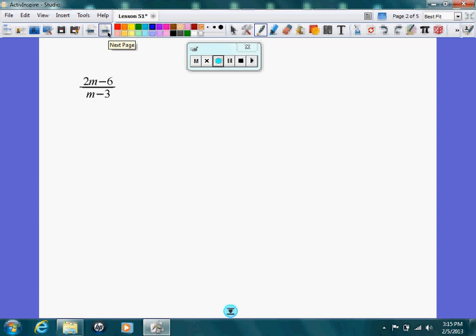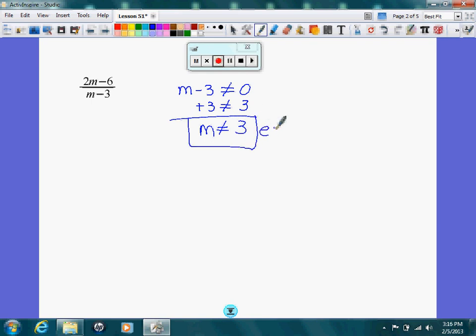Okay, so here's a problem. Let's see if we can simplify this. Well, what is the excluded value to begin with? Well, we have m minus 3 not equal to 0. Add 3 to both sides. So m is not equal to 3. So that's our excluded value. Let's put a little excluded value here.